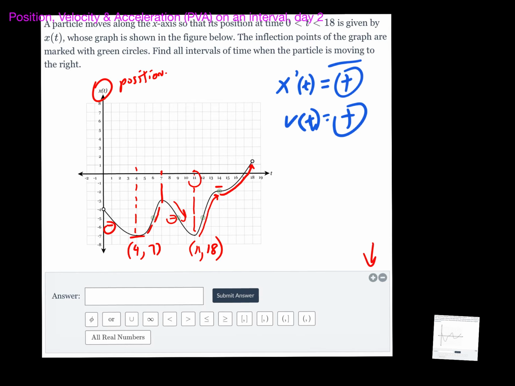So we have two intervals. What you would do is hit add, and you would do two of them. First, you have a 4, sorry, that's really sloppy, 4, 7. And then in the other one, you would type in 11, 18, submit, and you would be correct.